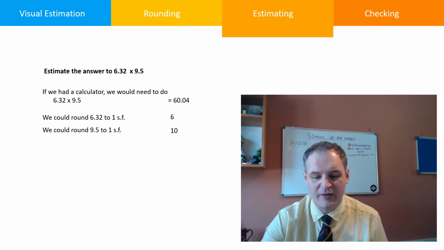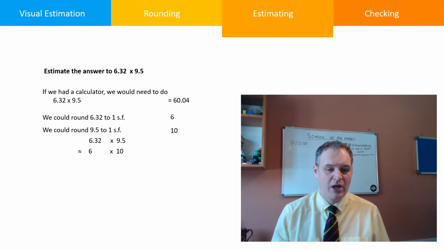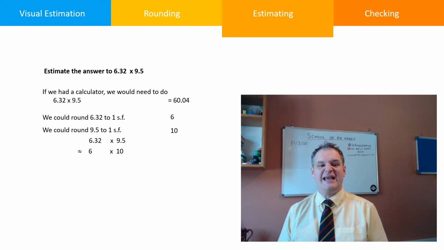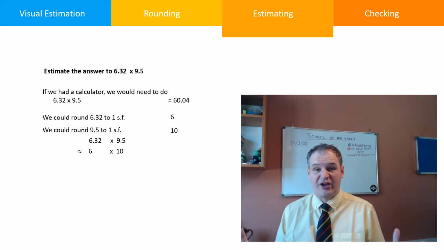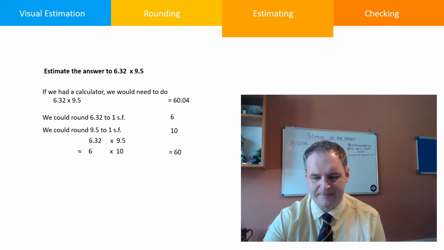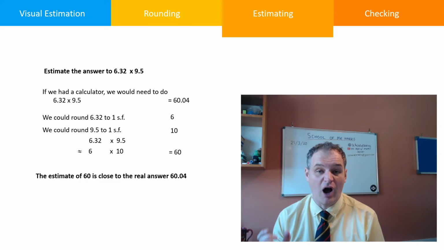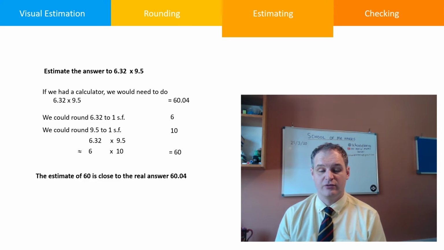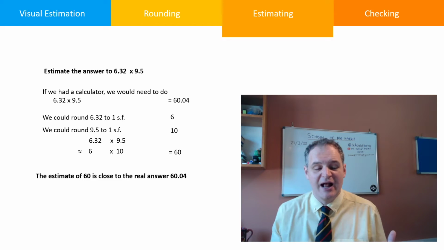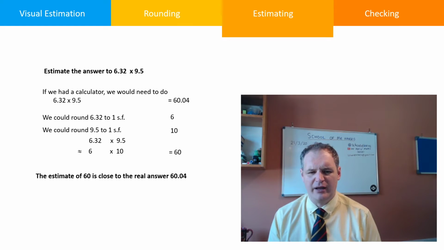We can now multiply them together, and that's my approximately equal symbol. Wavy equals is how we do it. It's not exactly equal to, but it's about the same as, and that's the proper way of writing them. And we get 60. And I think you'll agree, 60 and 60.04 are very, very close. So you can see this is a method we can use to estimate answers quite accurately.